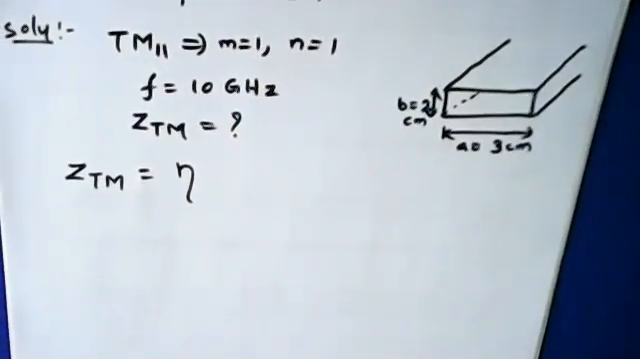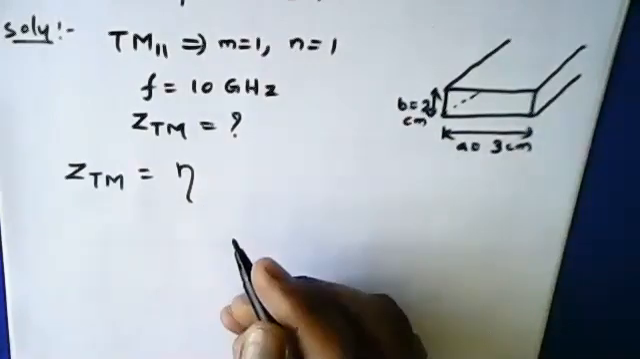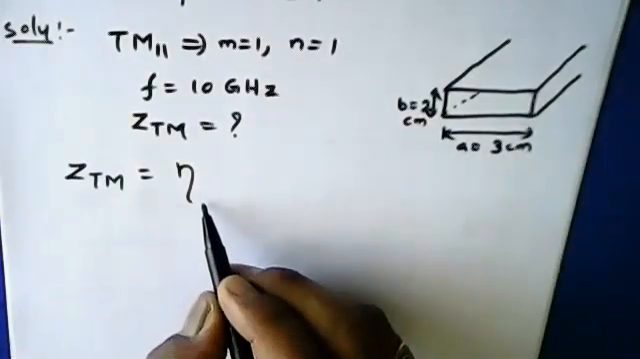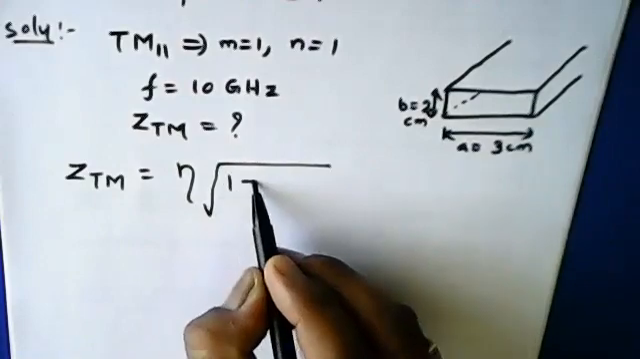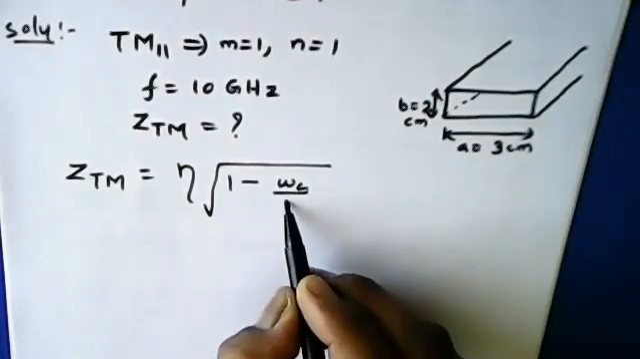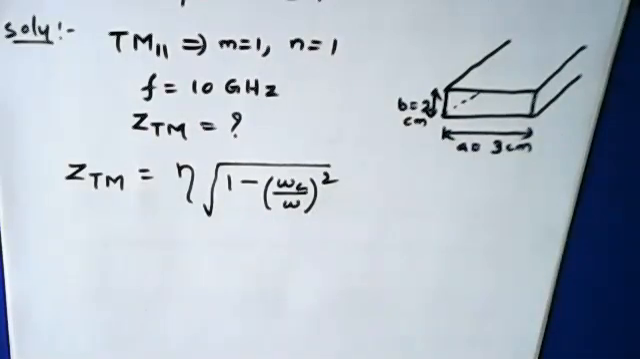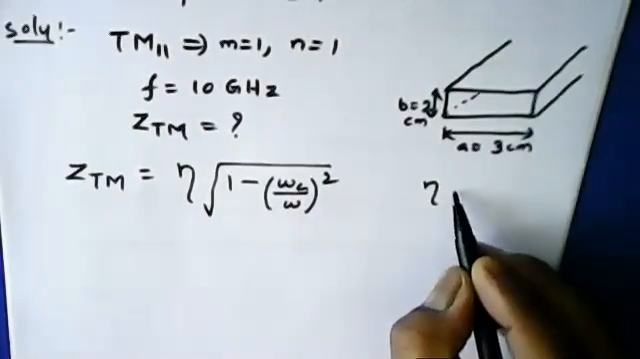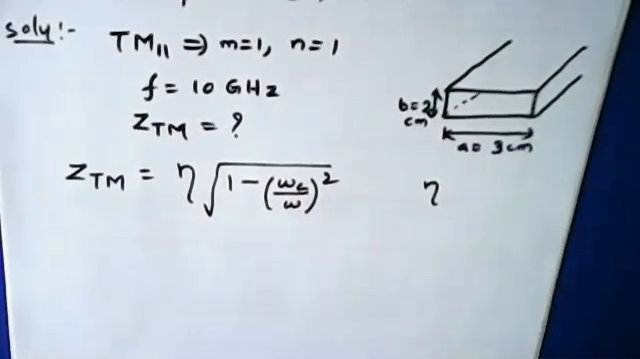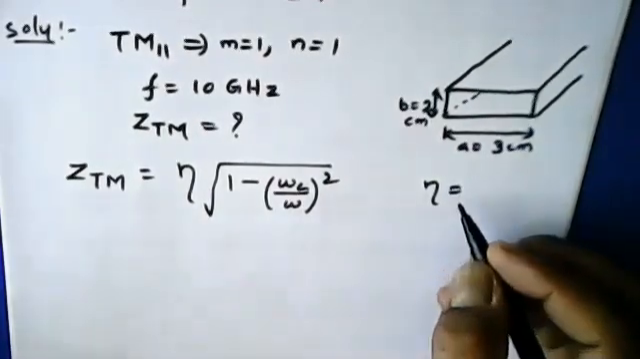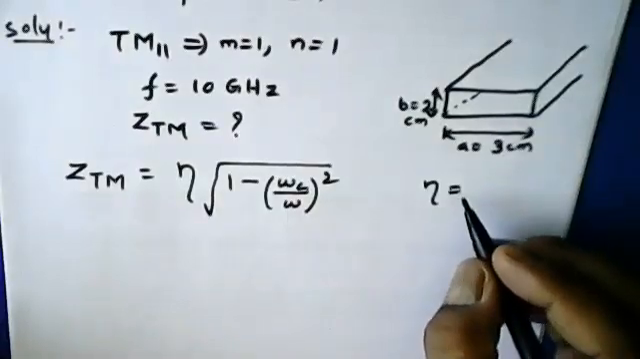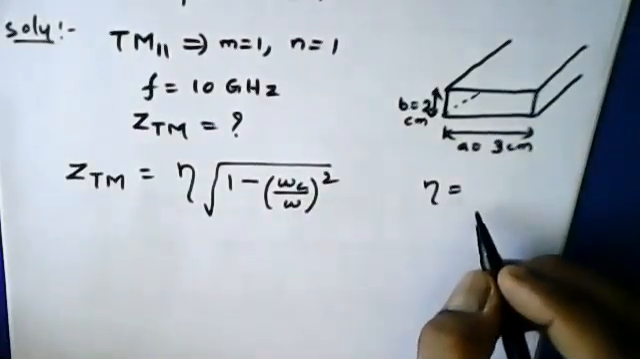Now we are working out to calculate the wave impedance of the TM mode, and this is given as eta times root of 1 minus (fc by f) whole square. For that, we want the value of fc, and I have told you about the eta value. What is the value of eta? Can anyone of you remember this? I have told you extra how to calculate the value of eta there.